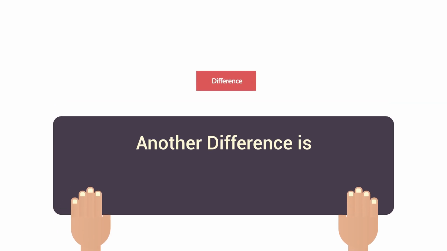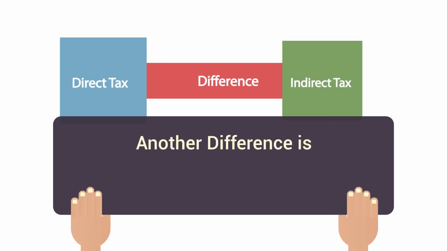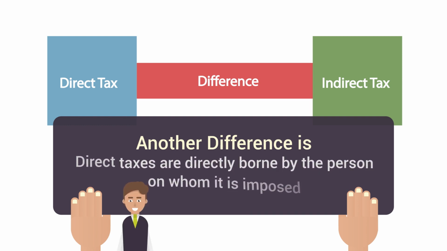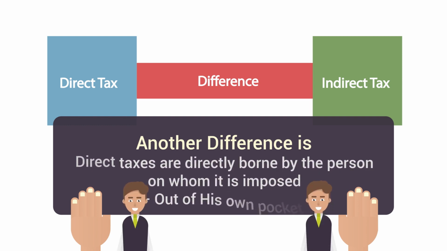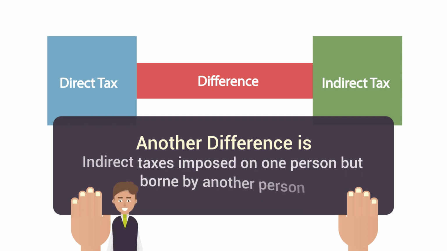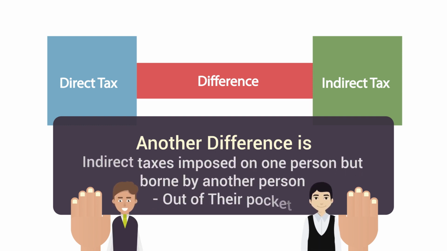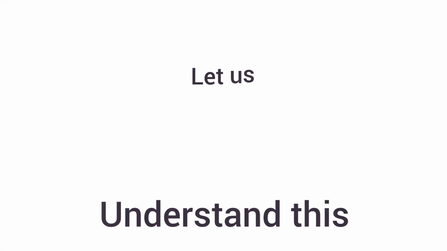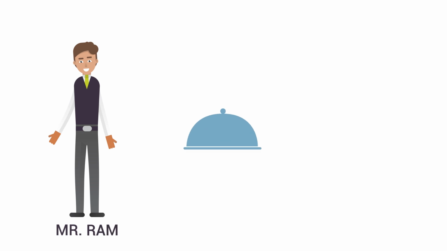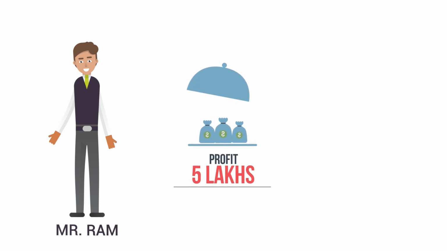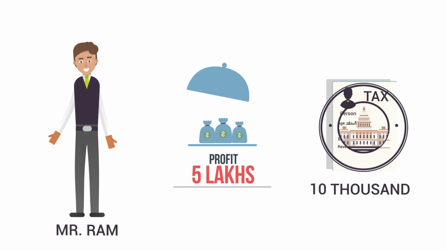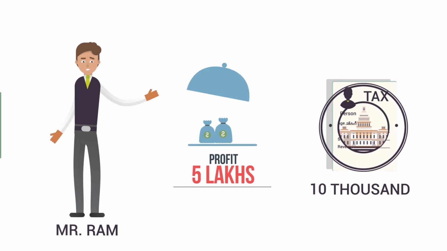Let us understand another difference between direct and indirect tax. Direct taxes are directly borne by the person on whom it's imposed, out of his own pocket, whereas indirect tax is imposed on one person but borne by another person out of their pocket. Let's understand this with the help of the same example above. When Mr. Ram made a profit of rupees 5 lakhs and paid taxes of rupees 10,000 directly to the government, the burden was directly on him.